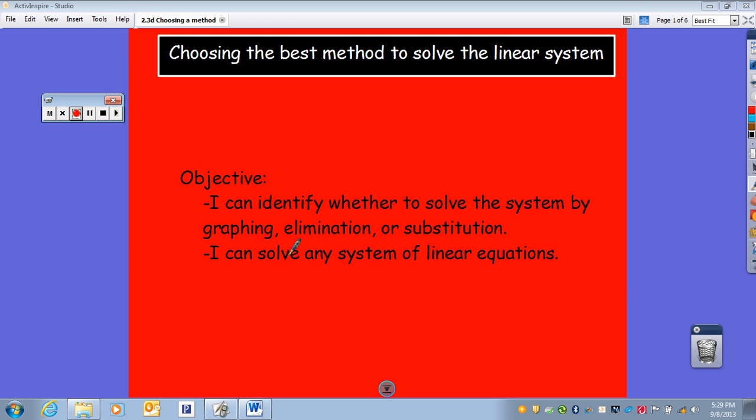In this video, we will be talking about the best way to solve a linear system. So we're going to identify whether to solve the system by graphing, elimination, or substitution, and then be able to solve a system with any of these three methods.